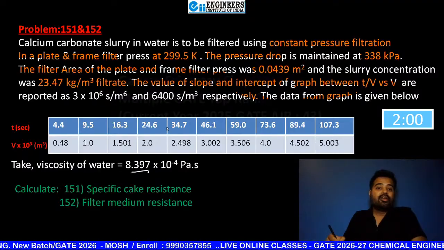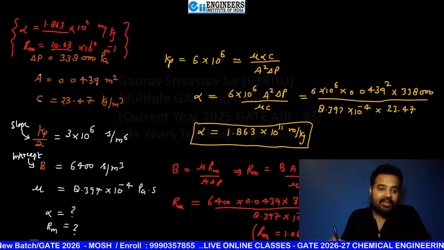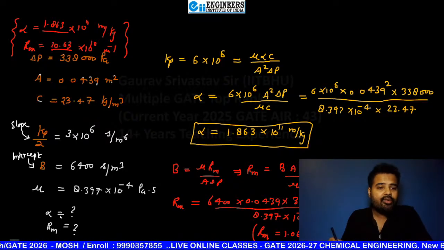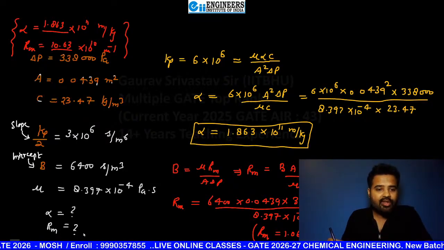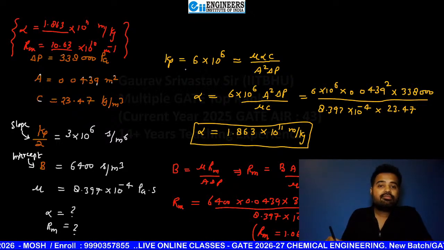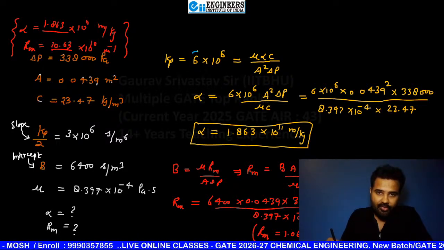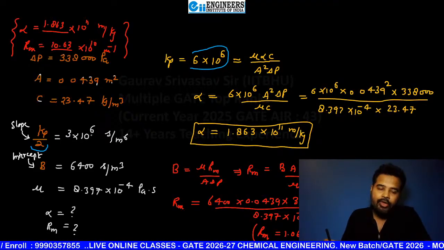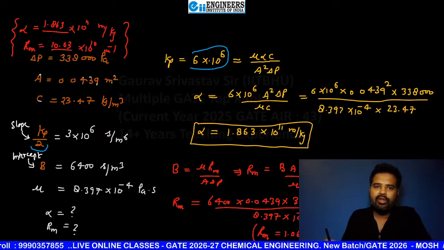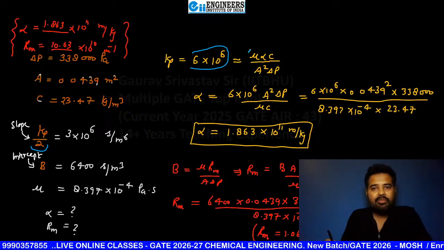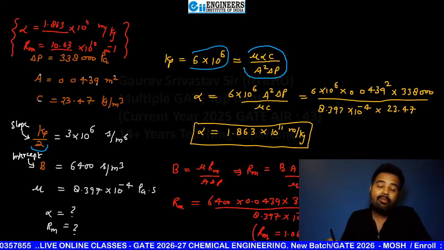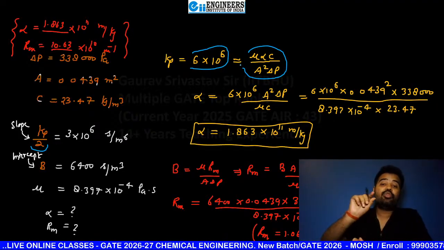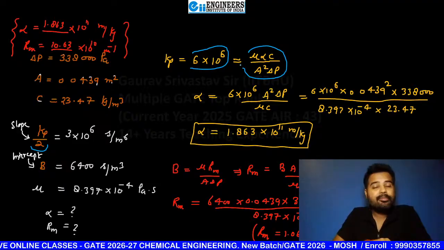Okay. Now, you want to calculate the specific cake resistance. No need to worry, just focus here, my dear students. Kp value is 6 into 10 raised to power 6. Why? Because Kp by 2 value is 3 into 10 raised to power 6, so 2 multiplied by 3. And we know what Kp is: Kp is mu alpha c upon A square delta P. Mu alpha c upon A square delta P, that was your Kp.